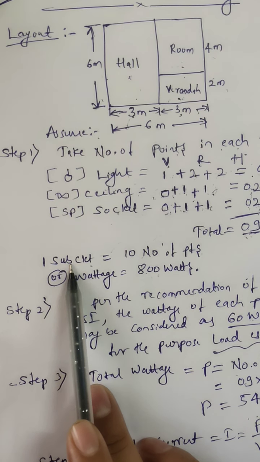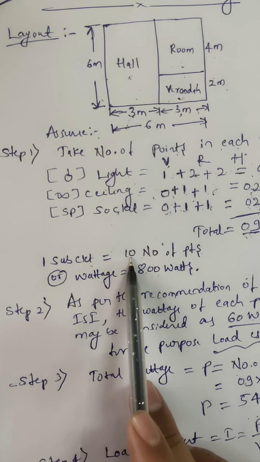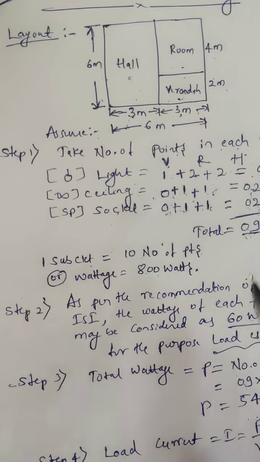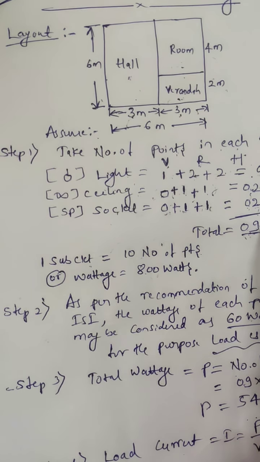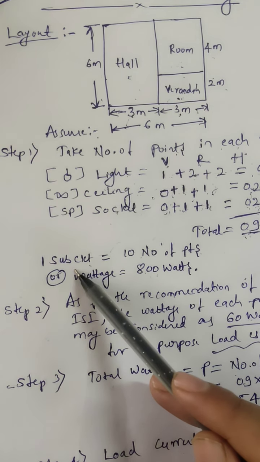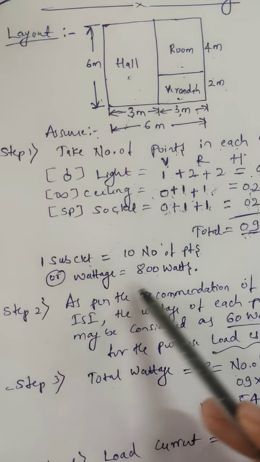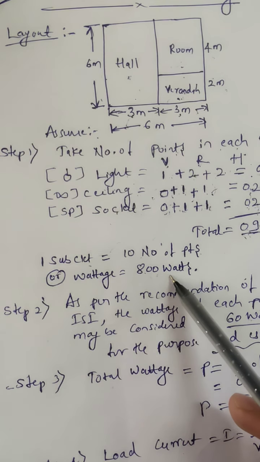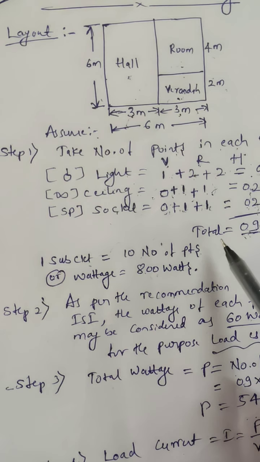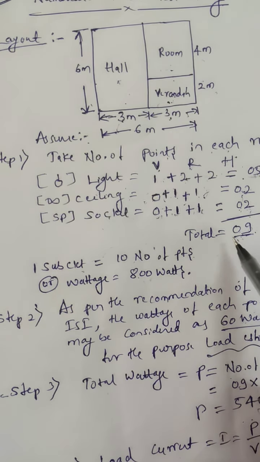As per the standard rule, one sub-circuit should not exceed a total of 10 points or a wattage of 800 watts. Now look here, the total number of points is 9, which is less than 10. So only one sub-circuit is necessary for this layout. Or with respect to the wattage, 800 watts should not be exceeded. In the next step we will calculate the wattage of this total number of points.